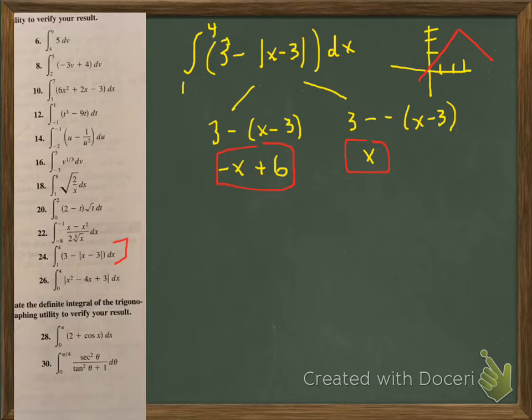And when you simplify here, you get negative x plus 3 is negative x plus 6. And that's this portion of the graph. And then you have x, because negative x, opposite of that is x. Positive 3, opposite is negative 3. 3 minus 3 is 0.